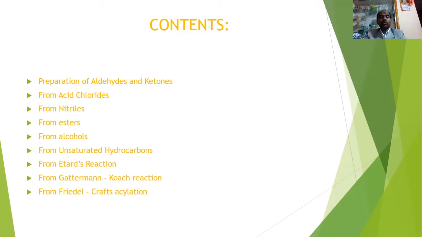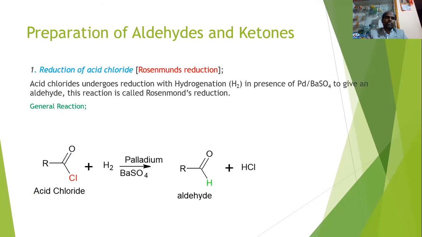With this, I will move to the next slide. The next slide will give you the information about the synthesis or preparation of aldehydes. The first method is the reduction of acid chloride. More particularly, we are discussing the Rosenmund's reduction. Rosenmund is a scientist, okay? He invented this particular conversion of an acid chloride.